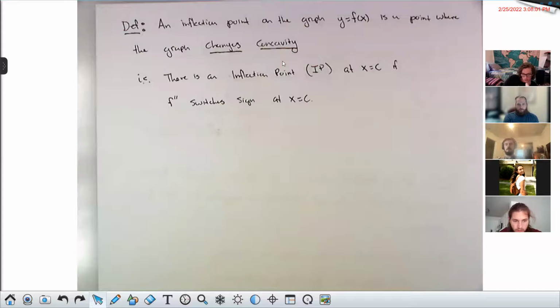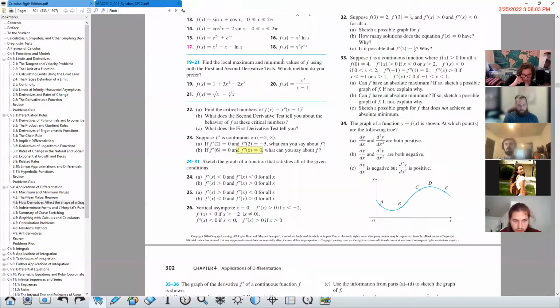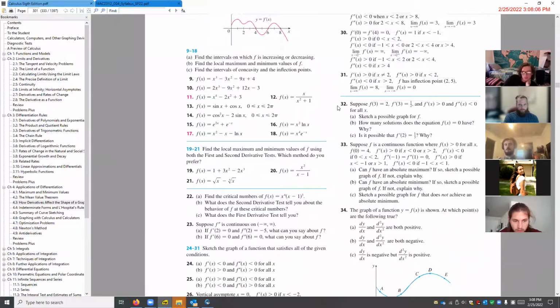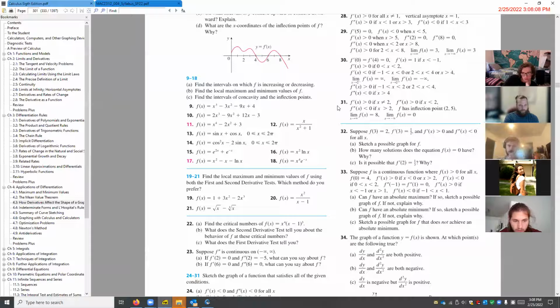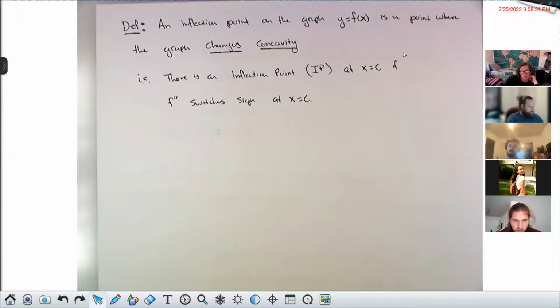So let's see if we can find some inflection points. Let's give ourselves a neat function, maybe something like number 12 here, x over x squared plus 1. Find any mins, maxes, and intervals of increase and decrease, and points of inflection, and intervals of concavity. These tend to be quite long problems. I don't think we'll have time for another after this. So let's make it count.